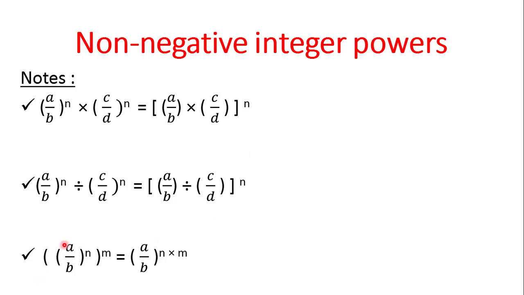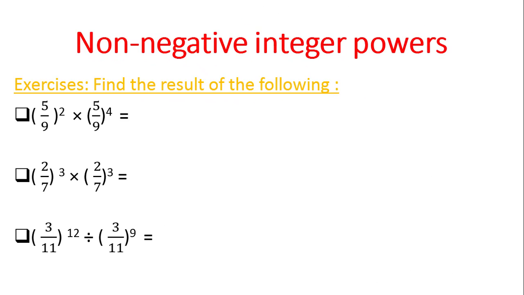Here we have a rational number raised to the power n and the result raised to the power m. In this case, I'll multiply the powers: a over b to the power n times m. Okay, now let's take some exercises.